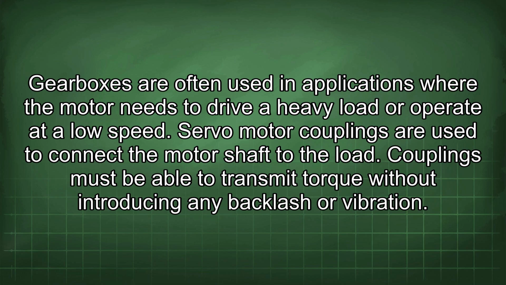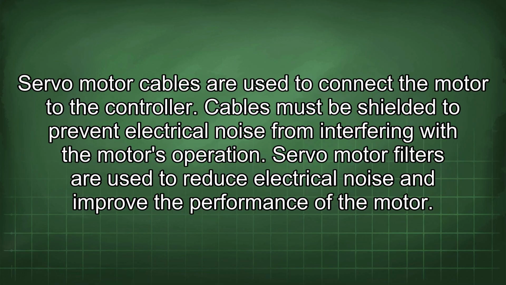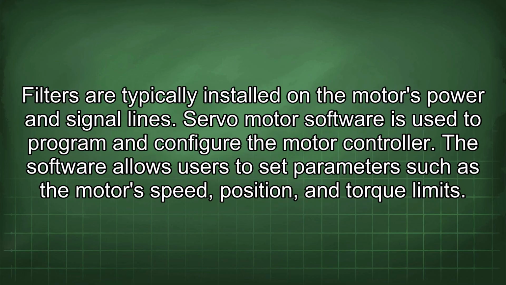Servo motor couplings are used to connect the motor shaft to the load. Couplings must be able to transmit torque without introducing any backlash or vibration. Servo motor cables are used to connect the motor to the controller. Cables must be shielded to prevent electrical noise from interfering with the motor's operation. Servo motor filters are used to reduce electrical noise and improve the performance of the motor. Filters are typically installed on the motor's power and signal lines.